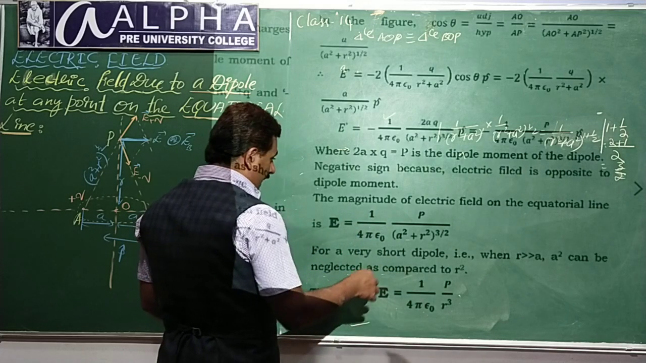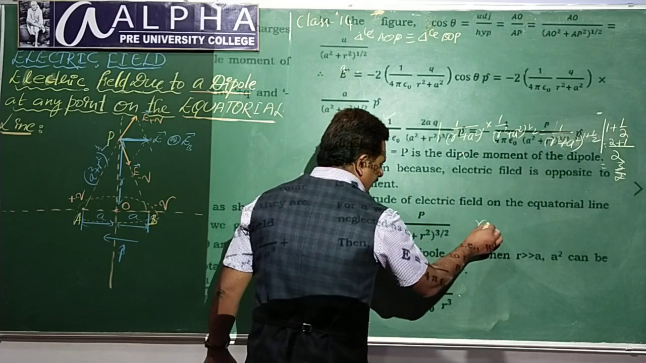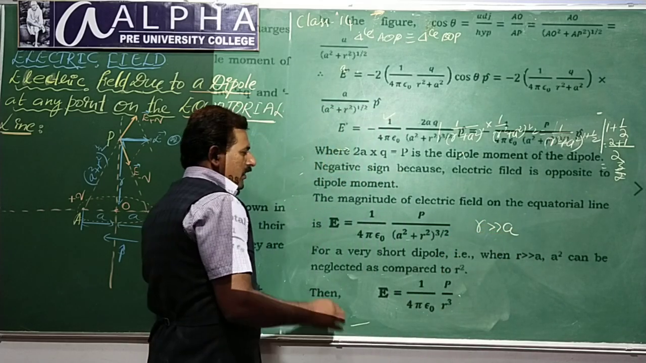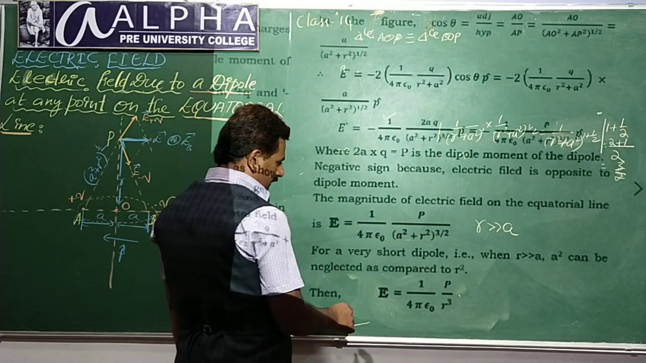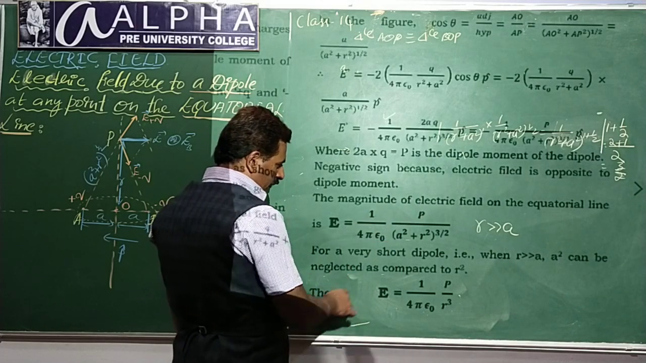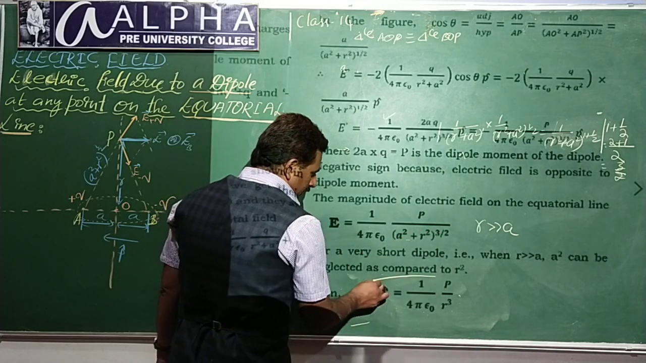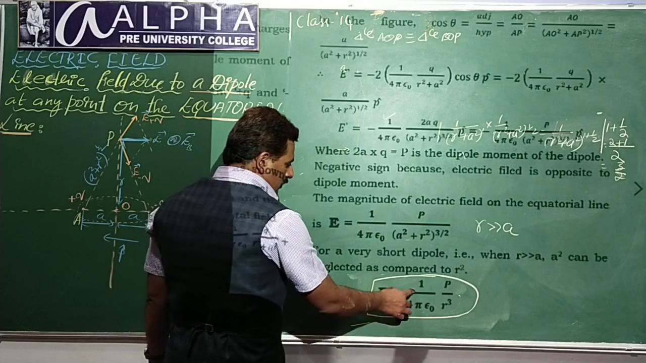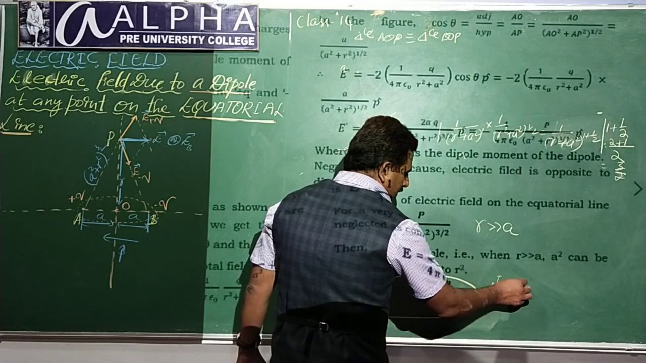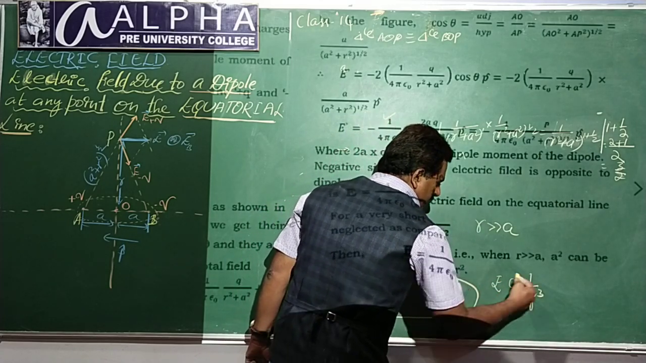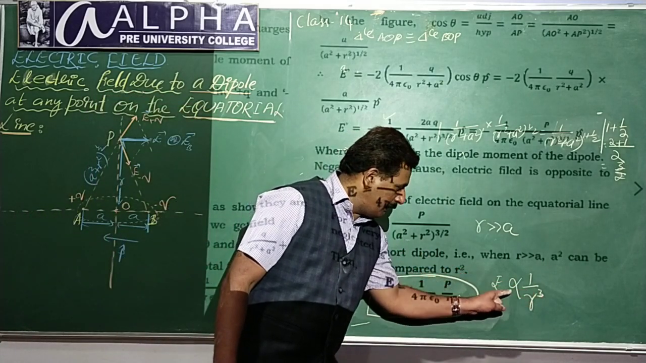Now, as we did earlier, for a very short dipole, the length of the dipole is very small. In that case, r will be very, very large compared to a. When r is very large, a square is still smaller, so its contribution can be neglected. Remove that a, and you are left with r square raised to the power 3 by 2. The 2 cancels. You are left with the final expression, E equals 1 over 4 pi epsilon naught p by r cube. One point you can remember: electric field is inversely proportional to the cube of distance for a dipole, whereas for a point charge it is the square.